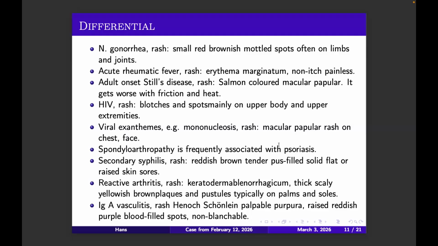A spondyloarthropathy and reactive arthritis are possibilities secondary to an infection. And then we have, as another possibility, an IgA vasculitis, which causes a Henoch-Schönlein rash, and it's a palpable purpura. It's raised, it's reddish, and it's non-blanching.